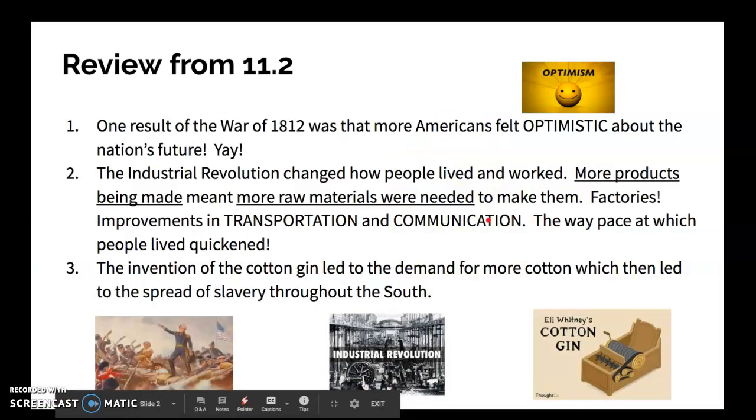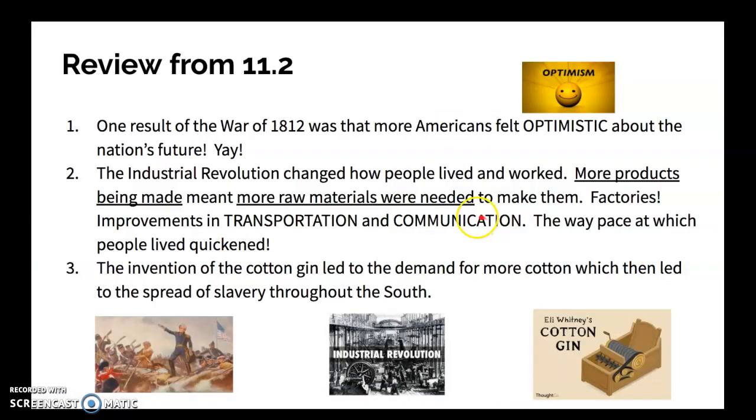Like we do with these slides, we're going to remind ourselves of where we left off. We're going to reset our focus. Remember from chapter 11.2, we looked at the results of the War of 1812. One of the results was that more Americans felt optimistic or positive about the nation's future. Yay! That means they were hopeful and encouraged by things that had happened, and they thought there were a lot of bright spots and positive things coming for America. All good things were going to come.